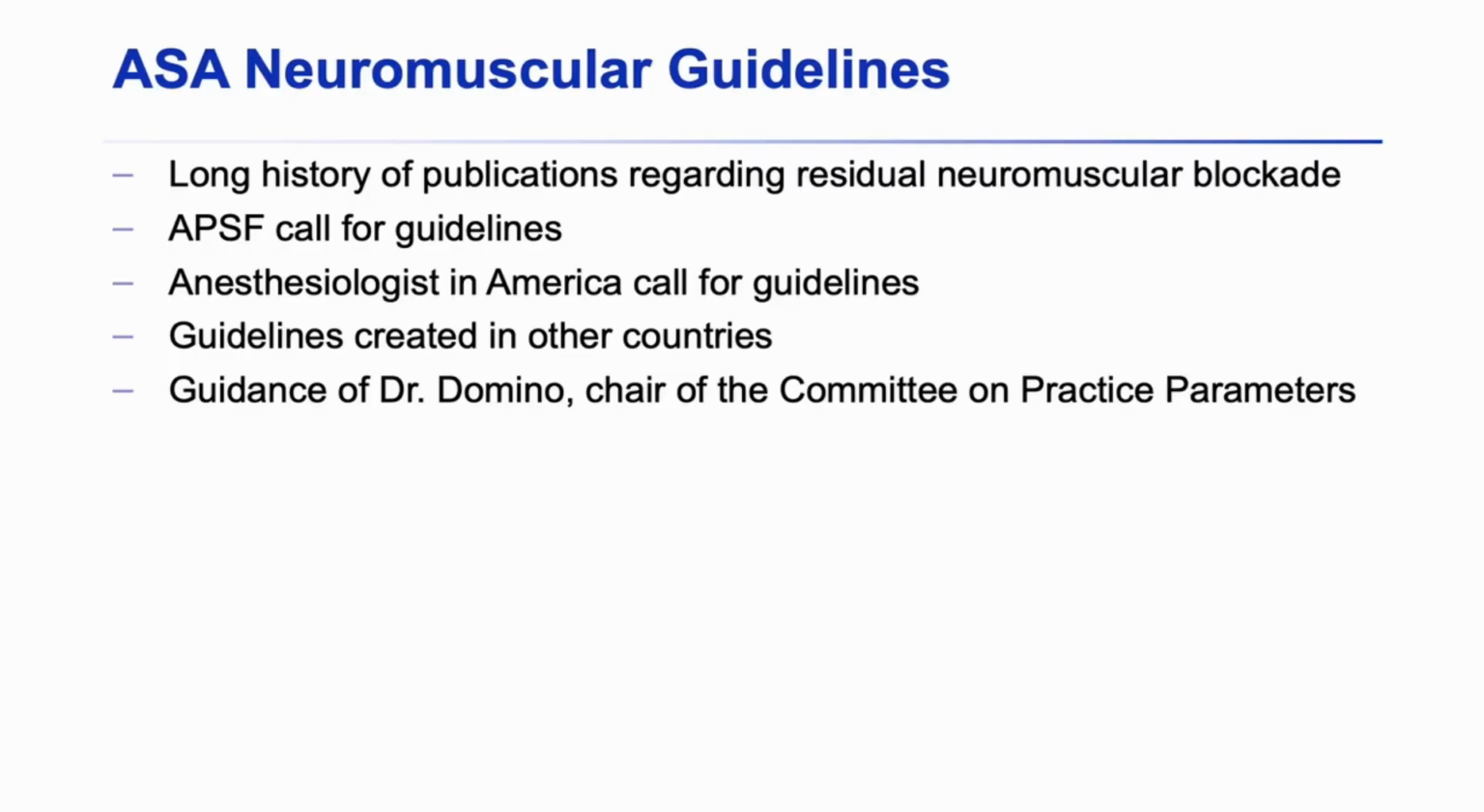And here are the reasons why we did it, though. There's a long history, many years, decades of neuromuscular blocker research suggesting that there are better ways to do this than what we were doing. We've had the Anesthesia Patient Safety Foundation recommend that we should make guidelines. We've had anesthesiologists in America come up with an ANA in 2018, writing a guideline, a consensus statement actually, saying, hey, we need to talk about this. We need to come up with better ways to manage neuromuscular blockers.